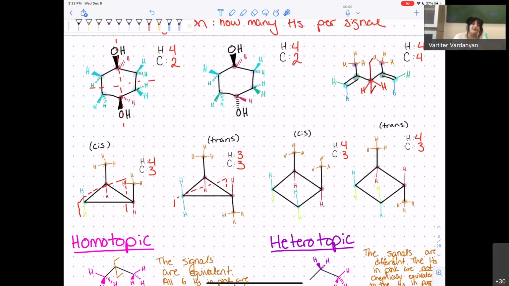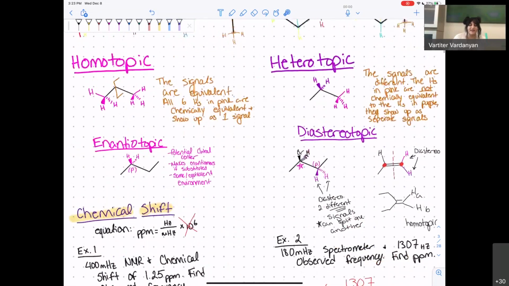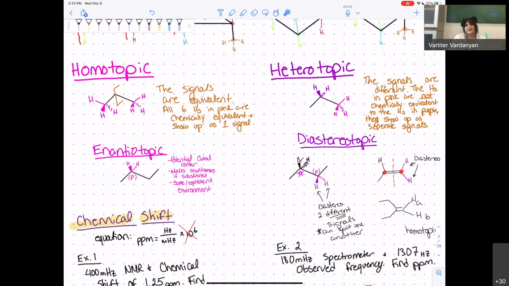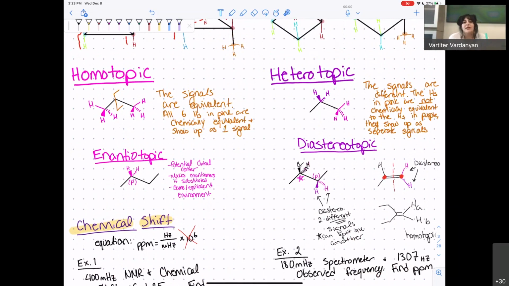All right. The last part of counting signals is homotopic, heterotopic, diastereotopic, etc. Homotopic and heterotopic are really simple, straightforward umbrella terms. Homotopic, same; heterotopic, different. Anytime there are 2 hydrogens that are part of the same signal, they're homotopic. If they are different signals, they're heterotopic. 2 more specific categories we could have are enantiotopic and diastereotopic.